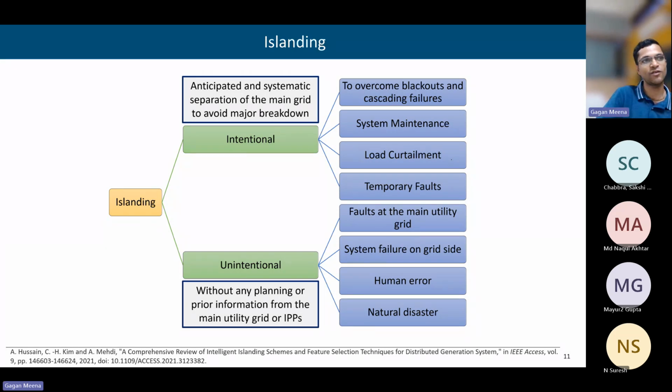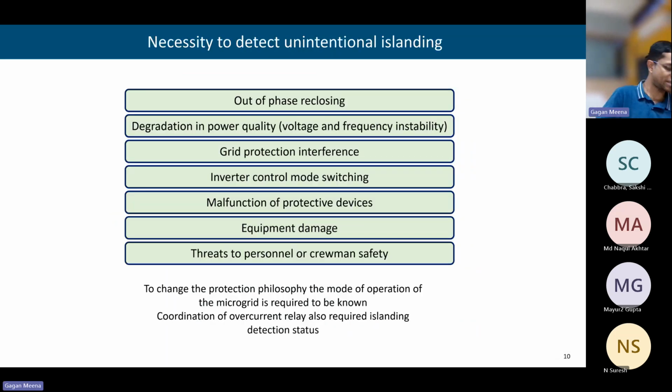And then to avoid load curtailment, intentional islanding can be done when sufficient generation is not there to meet the load demand. Another reason is to protect the equipment on the microgrid side from faults on the main grid side. If we are unable to detect these islanding events, there can be several problems.